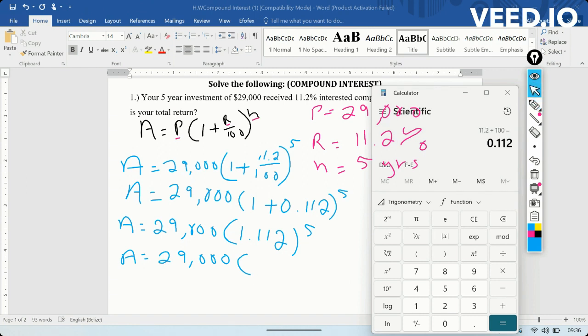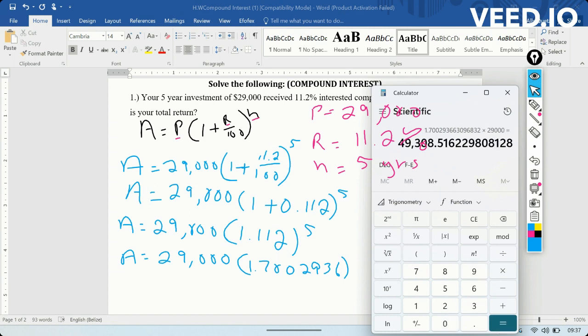So let's put it here on the calculator. That's gonna be 1.112 raised to the power of 5. That is gonna be that extremely long decimal that we get there. So we're gonna say 1.70029 36, and if you want you can write in the rest, but I will just stop there. And within my calculator, since I have everything, I will just say times 29,000.